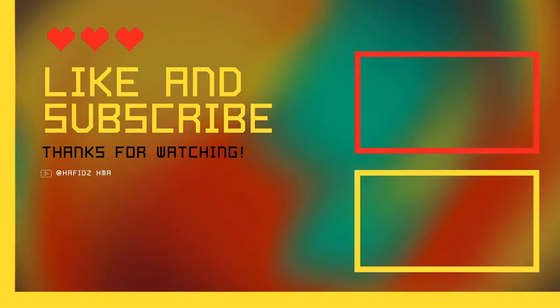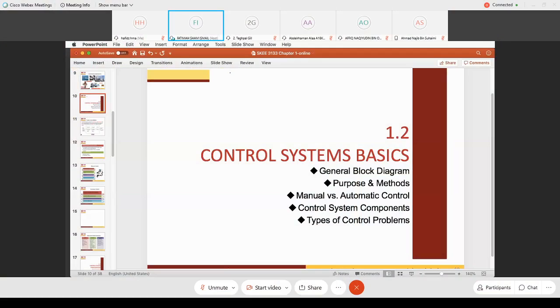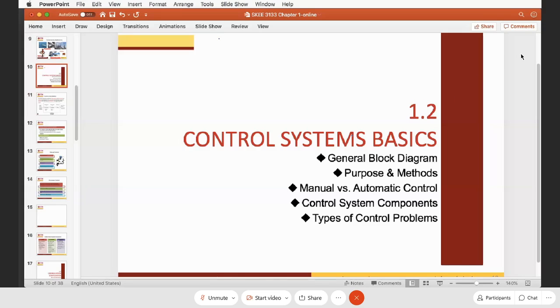Basics. So meaning that we try to introduce basic control system. What is the block diagram of the system? What is the purpose and method? Is that our control system manual or automatic? Or our system components? What are the components involved in the control system? And also type of control system. So problem of control system, maybe open loop, maybe closed loop, and so on.